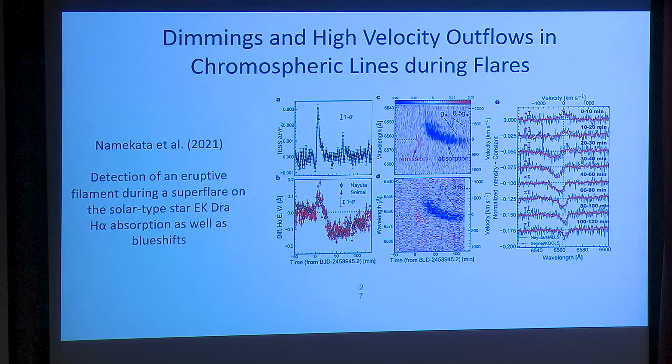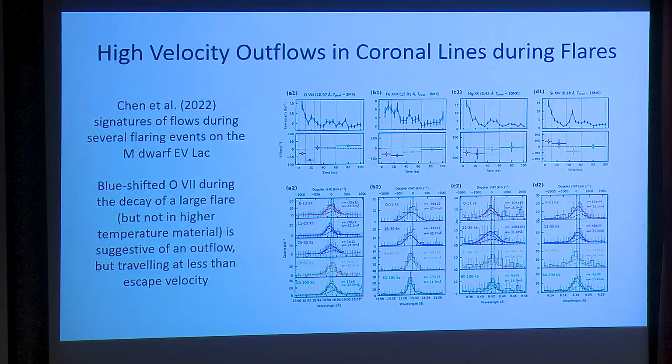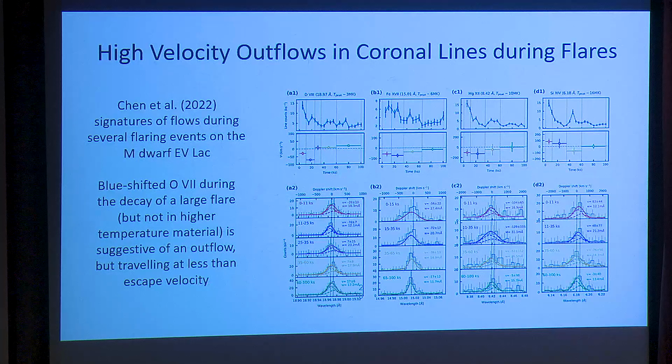Let me go very quickly through the next couple of slides to talk about dimming and high velocity outflows in chromospheric lines during flares, where you can look at the velocity of the emission, and if it is greater than the escape speed of the star, you have a compelling claim to have seen a coronal mass ejection. That happens sometimes. It doesn't happen all the time. This is an example from X-ray observations where they inferred the existence of flows during several flaring events, but these are traveling at less than the escape velocity.